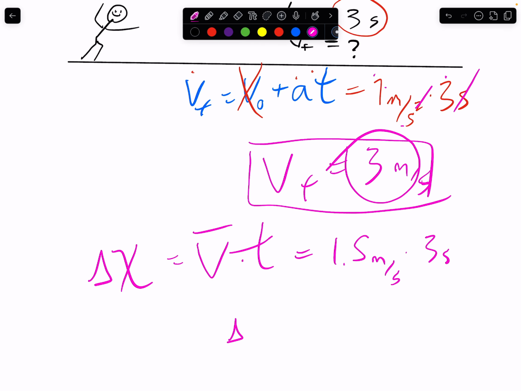So the delta x here, 1.5 times 3 is 4.5 meters. Okay.